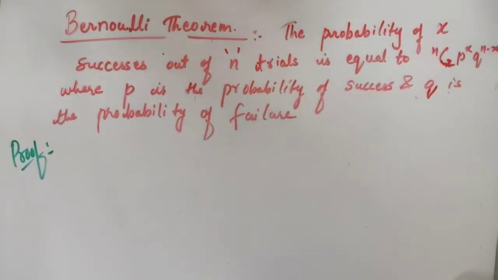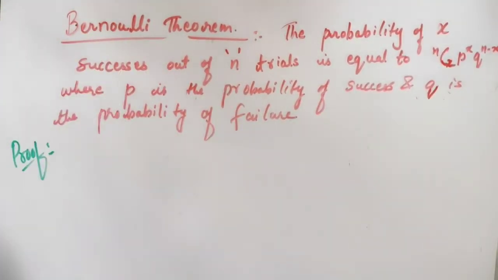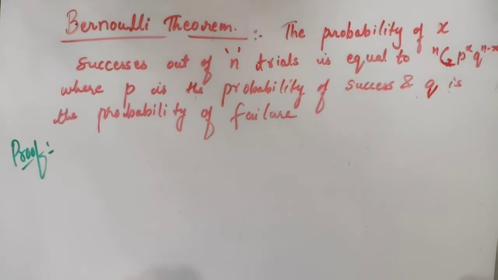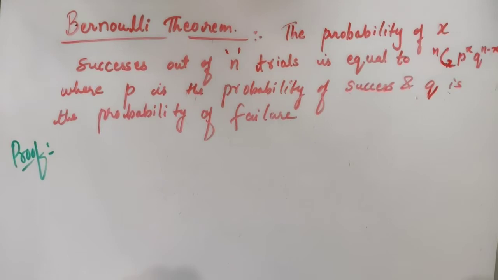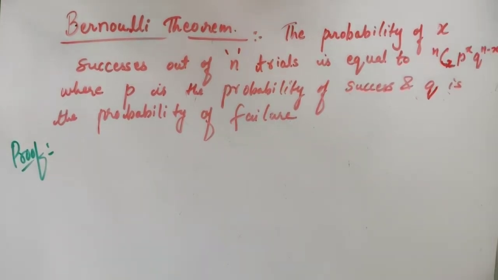Let's continue with Bernoulli's theorem. It is once again based on the Bernoulli trial, which we have discussed before. A Bernoulli trial is one which has only two possible outcomes. Now here, the same trial we repeat for n number of times, and we observe the number of successes we get out of n trials. So what will be the probability of getting such number of successes in those n trials?